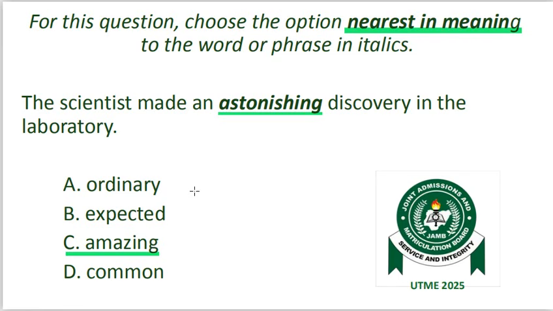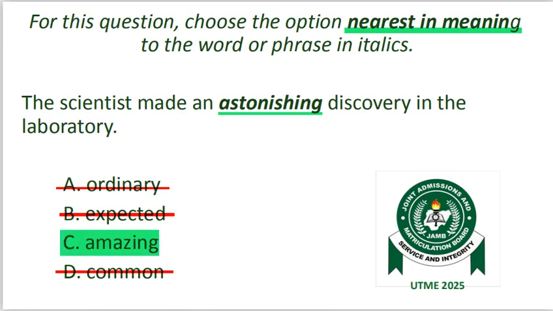If we look at all of these options very well, ordinary, expected, common, they have almost the same, or let me say close meanings. When something is ordinary, it's something that is common, like an everyday thing. Of course, something that is common is expected. It is not something unusual or strange. So options A, B, and D all have almost the same meaning. The only one that is different is option C, amazing, and that is our correct option. The scientist made an amazing discovery in the laboratory.